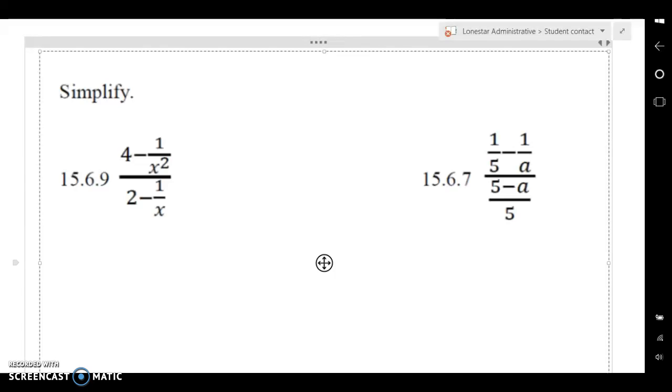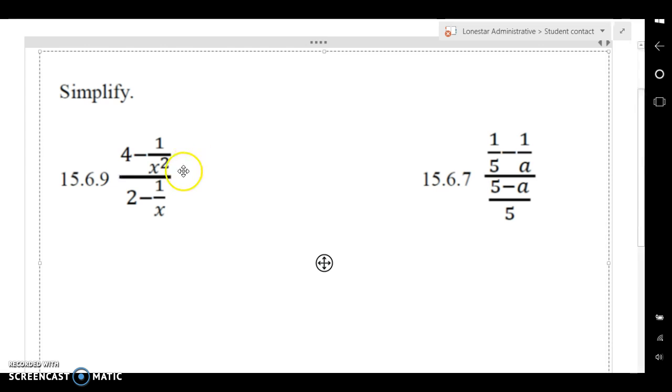Let's look at this problem, 4 minus 1 over x squared, all of that over 2 minus 1 over x. When you deal with complex fractions, which are fractions divided by fractions, you need to make sure that the numerator is one fraction and the denominator is another fraction before you can actually simplify it further. In the numerator, we have a whole number and a fraction, and the fraction's denominator is x squared. We need this whole number 4 to be a fraction with a denominator of x squared.